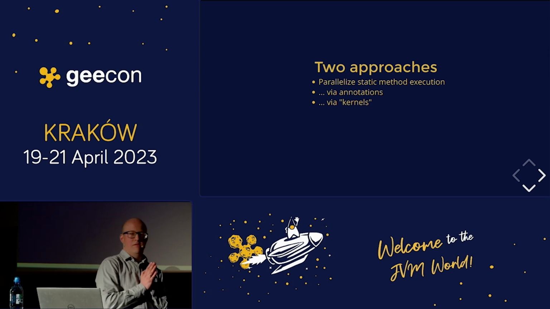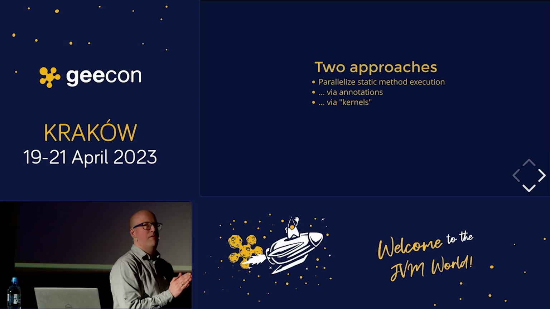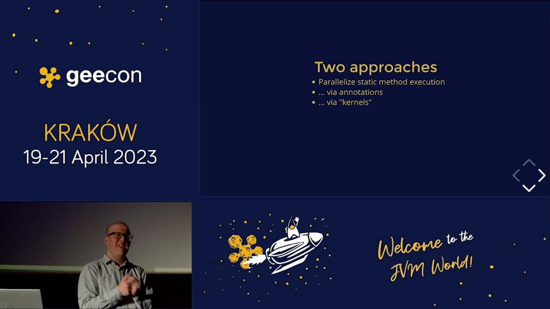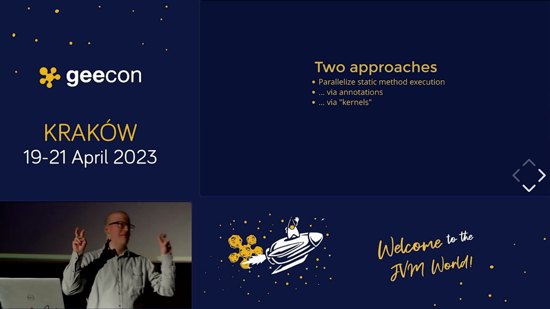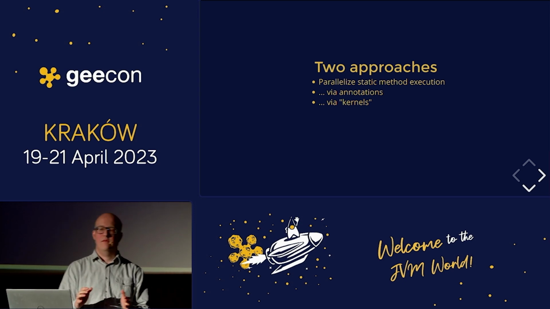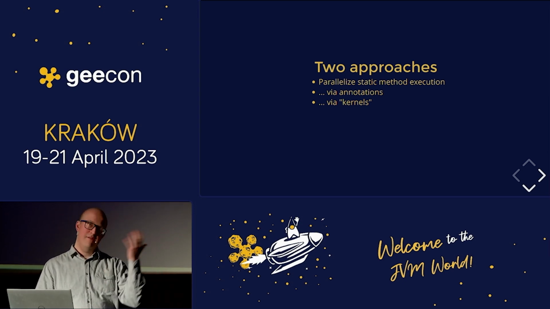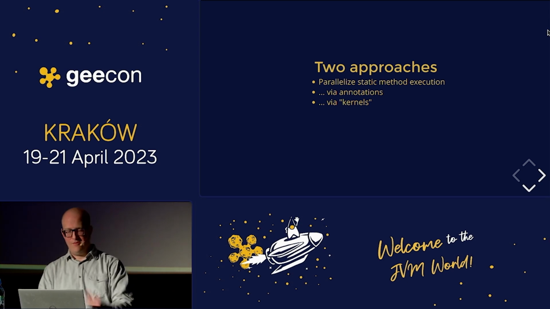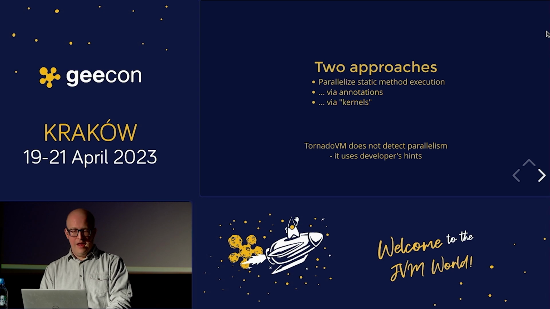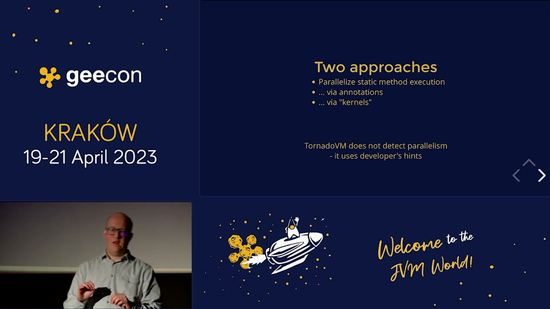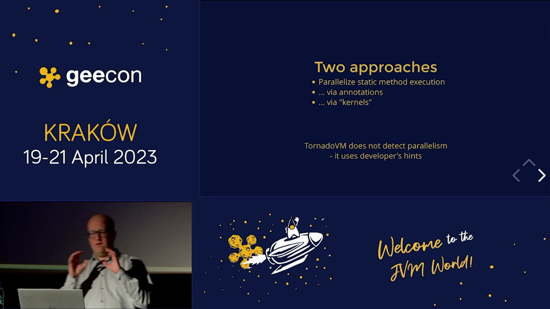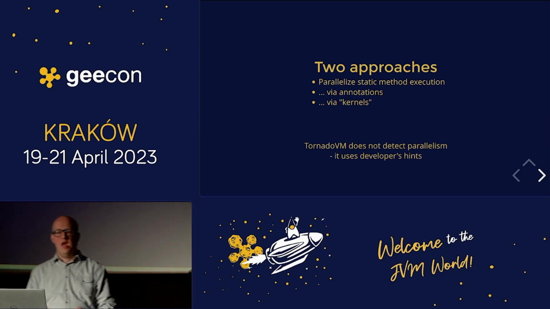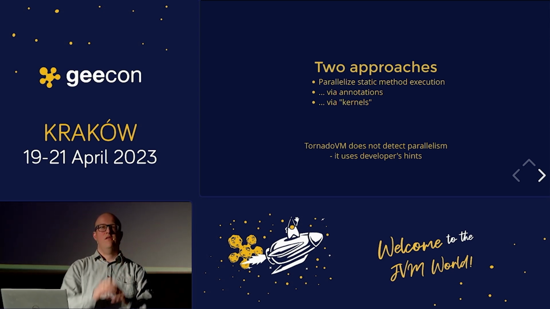What they do, they have two approaches of giving you the compiled GPU code. They are compiling for you the thing that I think is closest in Java to the C language, the static methods. You can do this via annotations or via kernels. And actually, annotations are useful in this part if you watched the previous talk. Just for you also to understand, what TornadoVM does, it is not giving you a holy grail. It does not detect parallelism. It doesn't automatically parallelize your code. It uses your hints on how to parallelize your code.